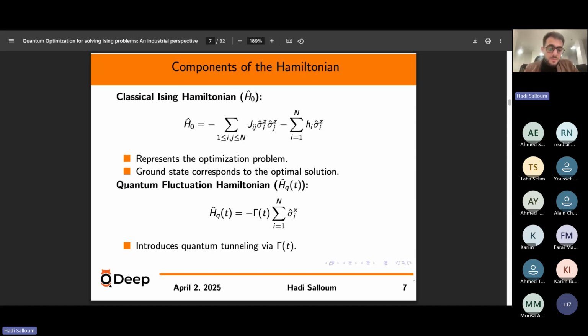Okay, and we have the quantum fluctuation Hamiltonian, which is minus gamma times the Pauli matrix on the x-axis. As you know, the Pauli matrix on the x-axis represents the superposition. And here's the gamma. This function is like a transverse field that makes the quantum fluctuations.